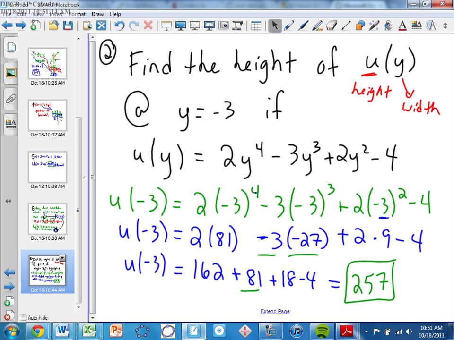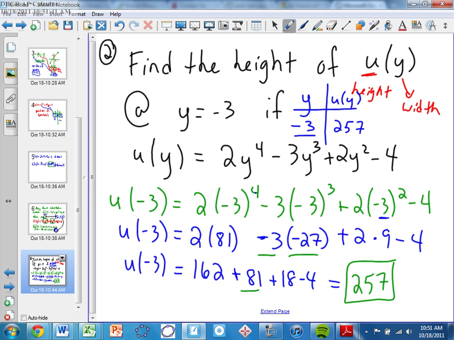Now, what does this tell me about the final answer? Here's what it tells me. When we're looking at the point -3, the function has a height of 257. So if I made a table now, my table is y and u of y. And this is -3. When I put that input in, my output is 257.